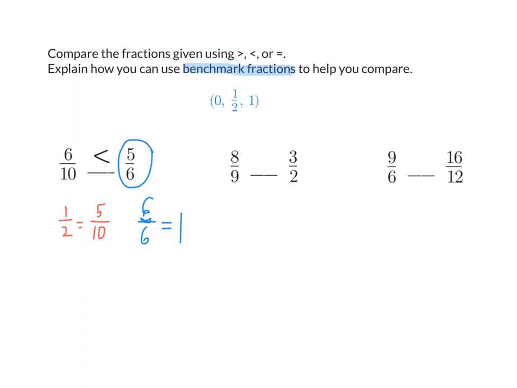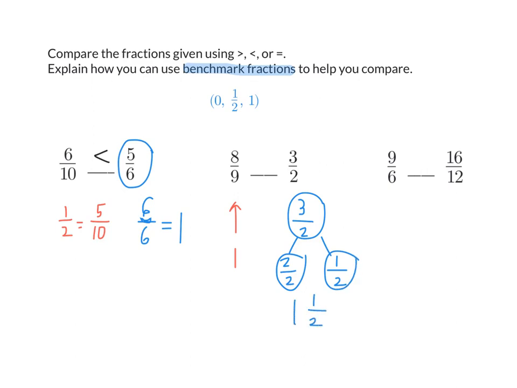In the second example of 8/9, that's really close to 1. We can think about that benchmark number. 3/2, we can think, well, if I have a number bond, that's 2/2, which is 1, right? And then we have 1/2. So what's bigger? Something close to 1 or 1 1/2? 1 1/2 is greater. So we can say that 8/9 is less than 3/2.